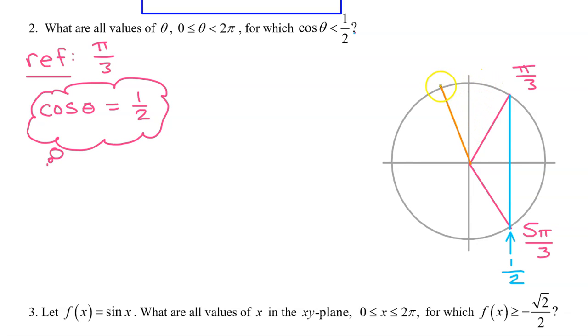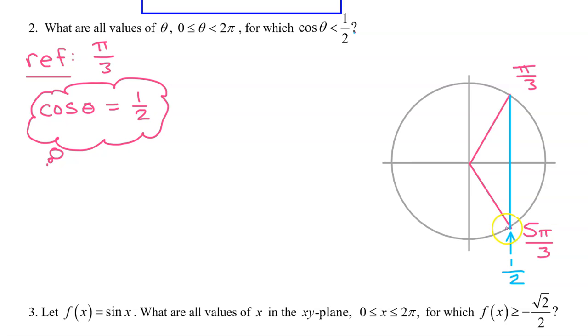That will continue to be the case all the way around until we get back to 5 pi over 3. So we have just found the interval of the solutions. The angles where the horizontal displacement is less than 1/2 will be all of the angles between pi over 3 and 5 pi over 3. After I pass 5 pi over 3, the horizontal displacement is once again greater than 1/2, to the right of 1/2.